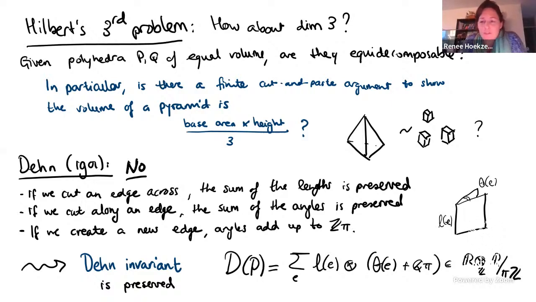So this was actually the first of Hilbert's problems to be solved, by his student Dehn in 1901, in the negative. And what he did was the following.